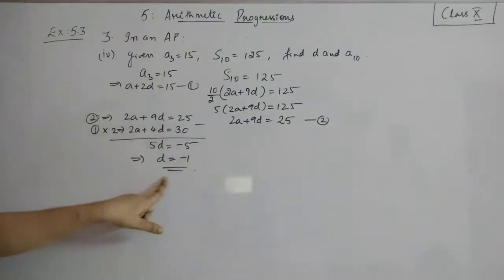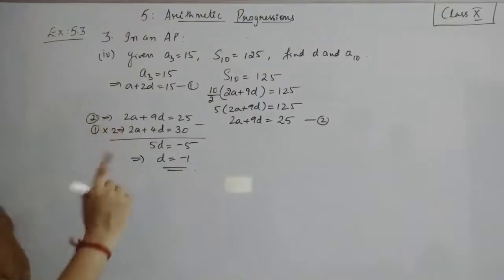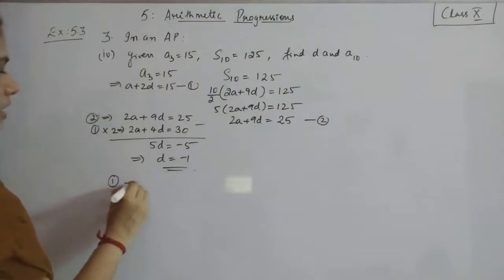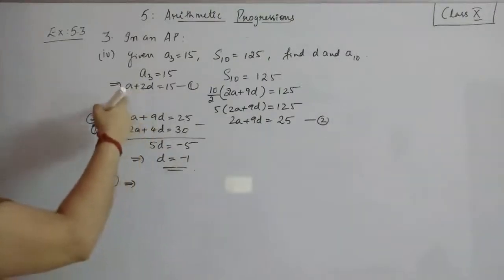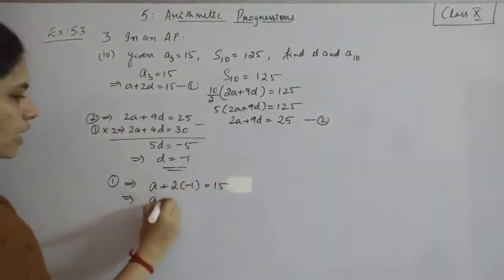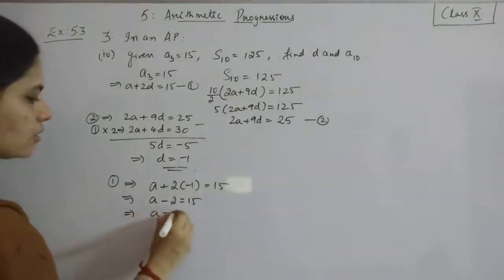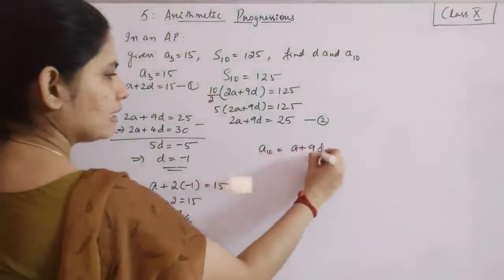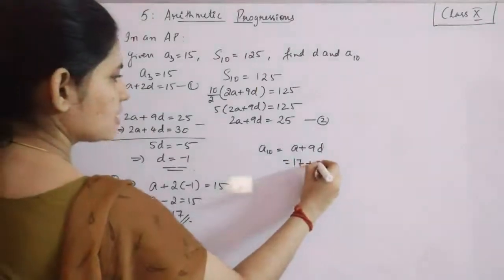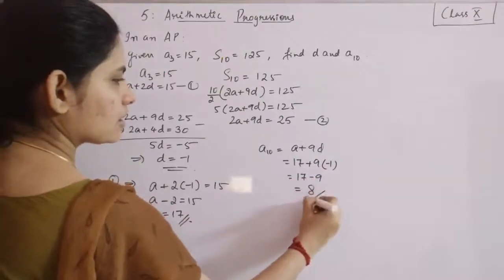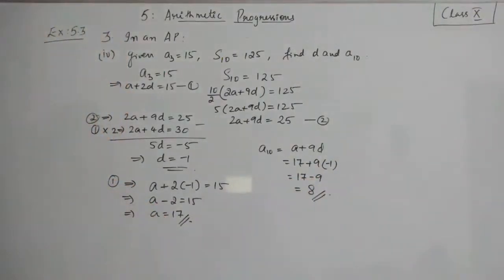Now you got d. Now what you need to do is find out a10. a10 is a plus 9d, so first you have to find what is a. For that we can use any of the equations which is easy for you. I am just using the value of d in equation number 1 and finding out what is a. So a plus 2 into minus 1 is equal to 15, which will give you a minus 2 is equal to 15, or a is equal to 17. Now we can go for a10. a10 is a plus 9d. Replace the values. a is 17 plus 9 into d, which is minus 1. So you are getting 17 minus 9, which is 8. So your a10 is 8.